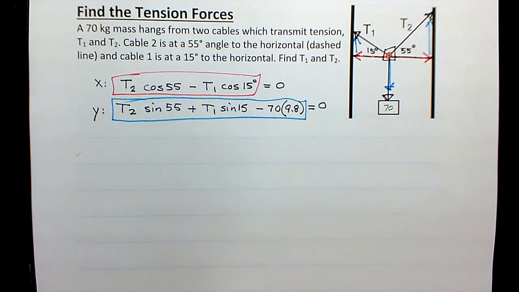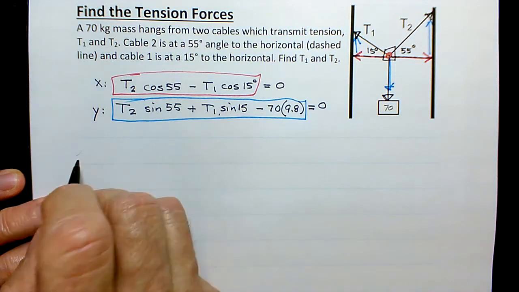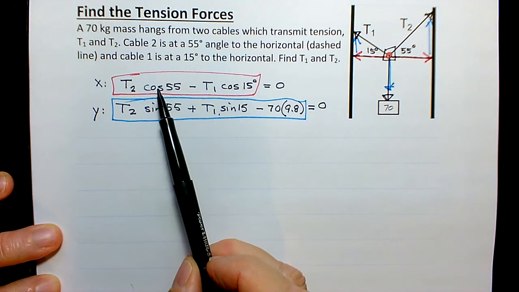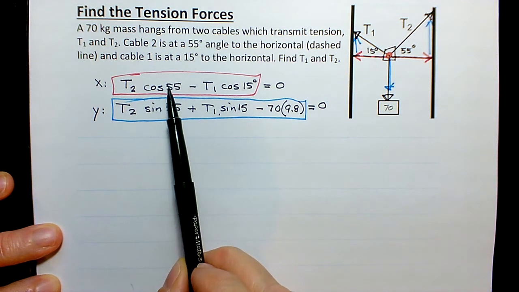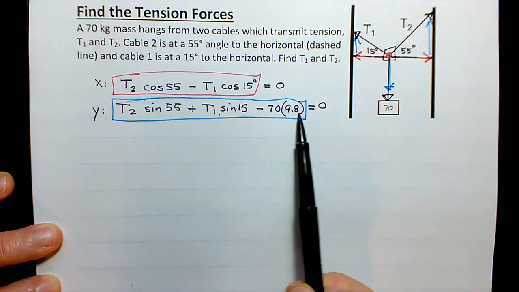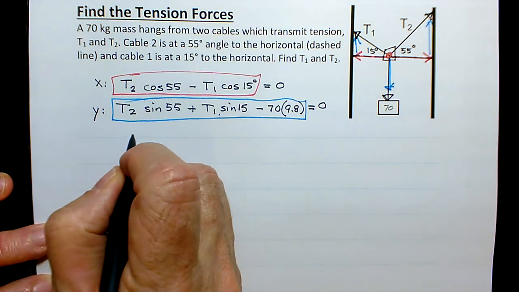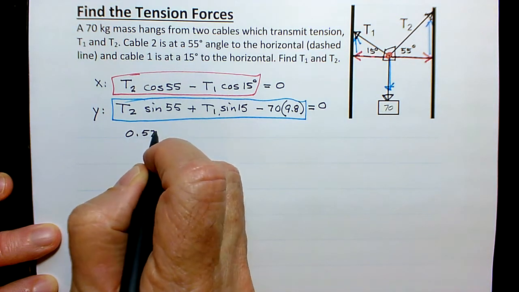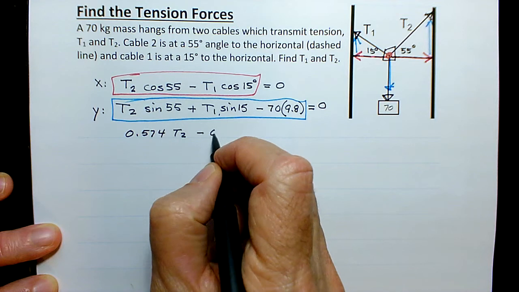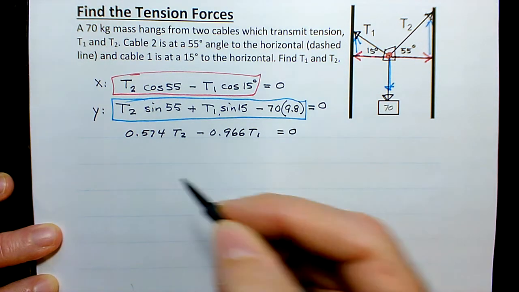Alright, so we have a system of equations. We have two equations and two unknowns. So we have to apply methods for systems of equations. First thing we have to do is to evaluate the cosines and sines of 15 and 55 degrees. Simplify this, move it over to the right. So we're going to get 0.574 T2 minus 0.966 T1 equals 0.